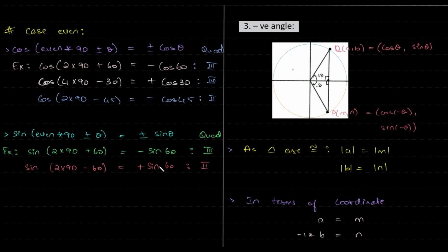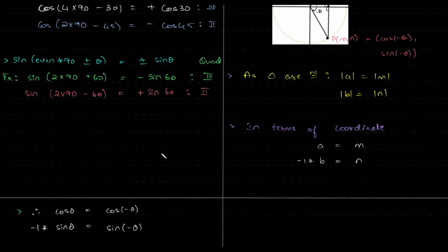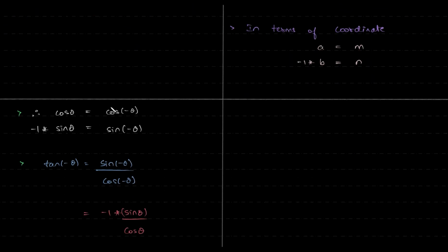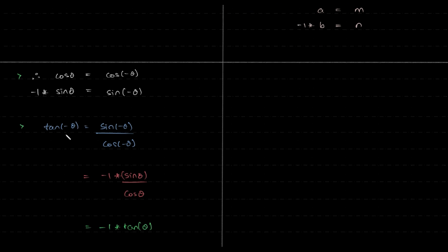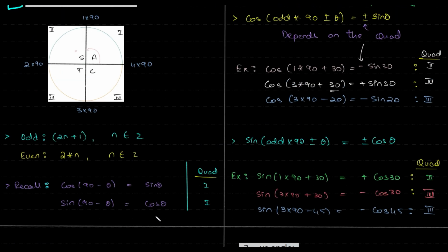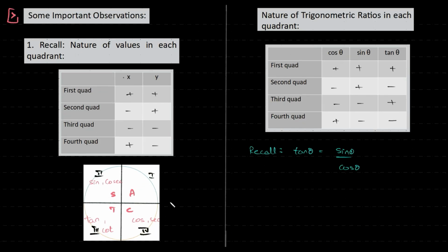Okay, and last is negative angles. So cos of minus theta is the same as cos theta. Sine of minus theta is minus 1 into sine theta, and tan of minus theta is minus 1 into tan theta. Right guys? And now you have to copy everything, don't miss anything.